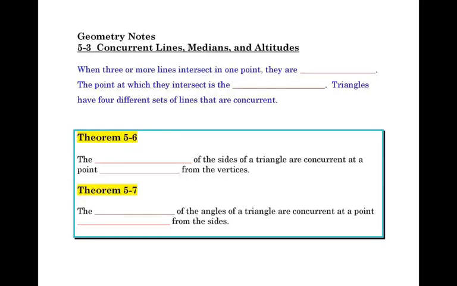Alright, we're going to start talking about some concurrent lines, points of concurrency within triangles. When we have three or more lines that intersect at one point, they are called concurrent. So they have to cross at one spot. The point where they intersect is the point of concurrency.